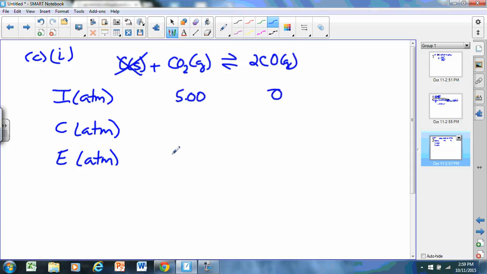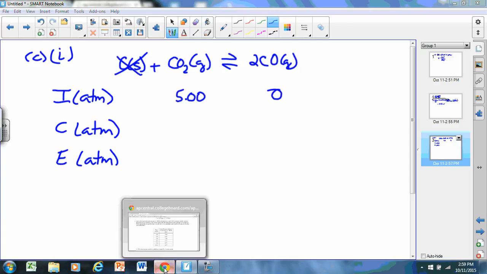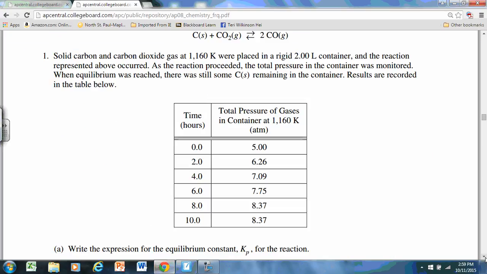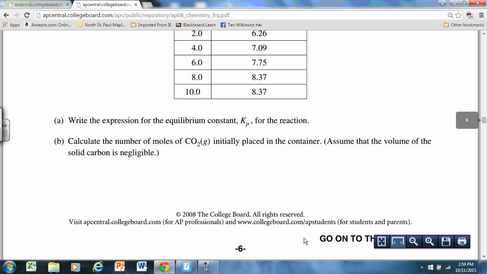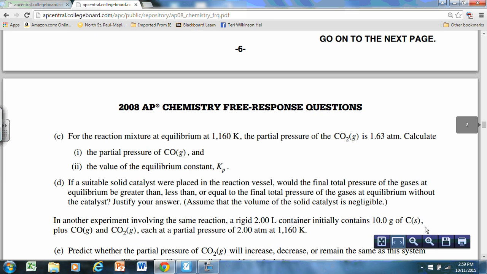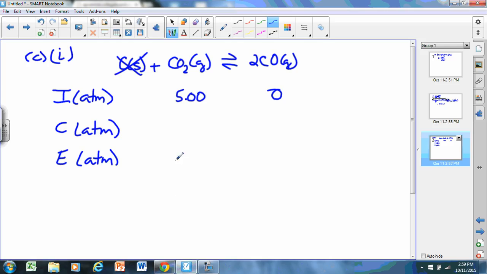If you read the words, it says, very important, I want to go back. It says in part II, down here, that the equilibrium partial pressure of CO2 is 1.63. The equilibrium pressure, not the initial pressure, because we know the initial pressure is 5 from the table. The equilibrium pressure is 1.63. So kind of interesting.